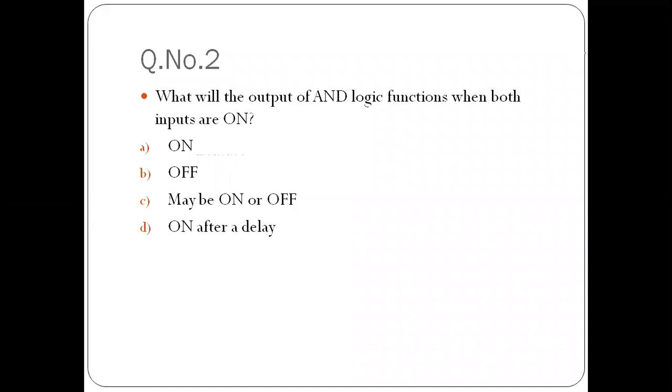What will the output of AND logic function be when both inputs are on? So for AND logic, this is the truth table. 0, 1 will give 0; 0, 0 will give 0; 1, 0 will give 0; 1, 1 will give 1. Because for AND, both the inputs have to be on to get an output. So here they are given the condition as both the inputs are on, so the output will also be on.